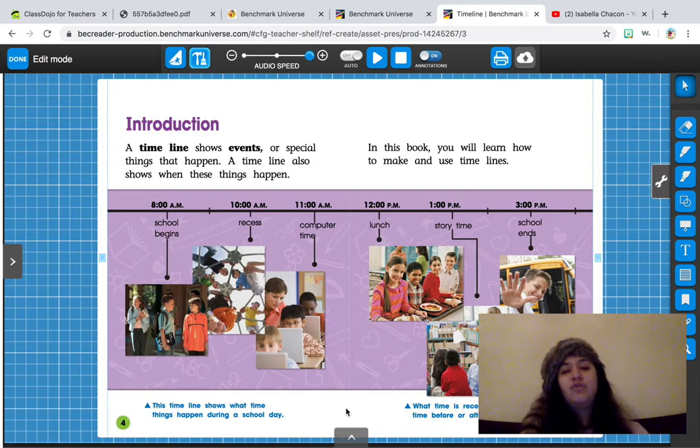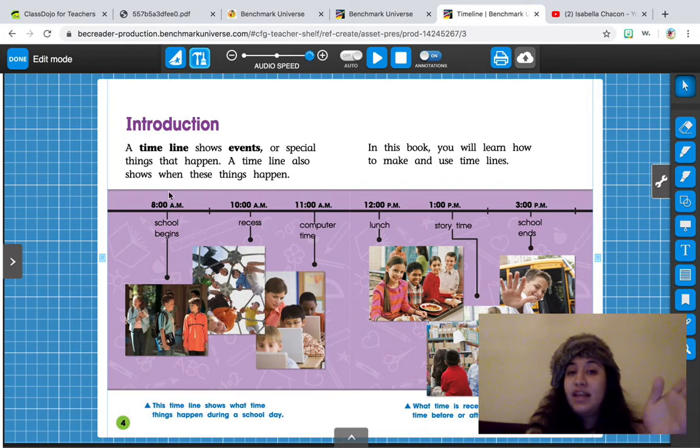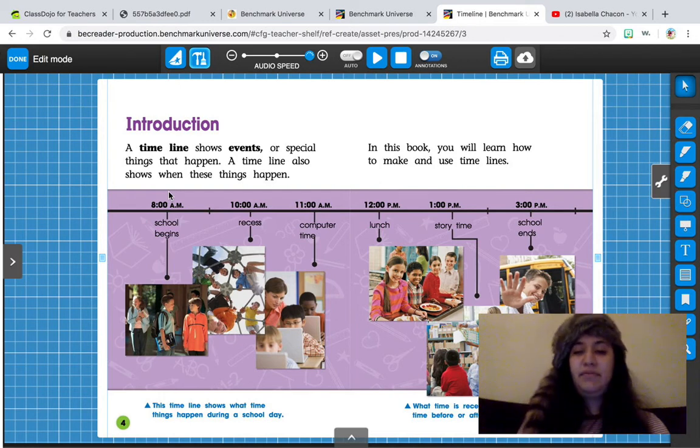What timeline do you think this tells you? What kind of timeline is this? What are they telling you? This is the timeline of their school day. So this is telling you about what is happening from the beginning of the school day to the end of the school day. So this is a really cool timeline.